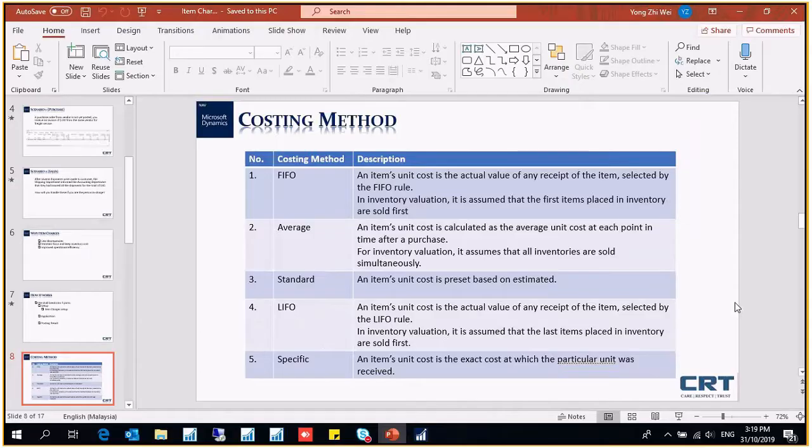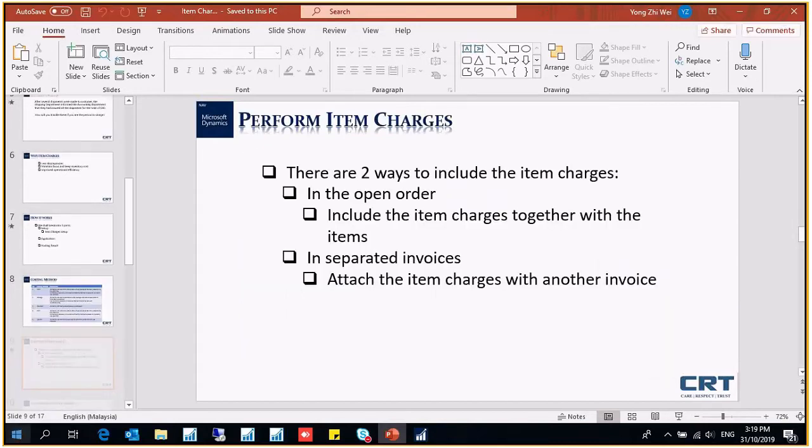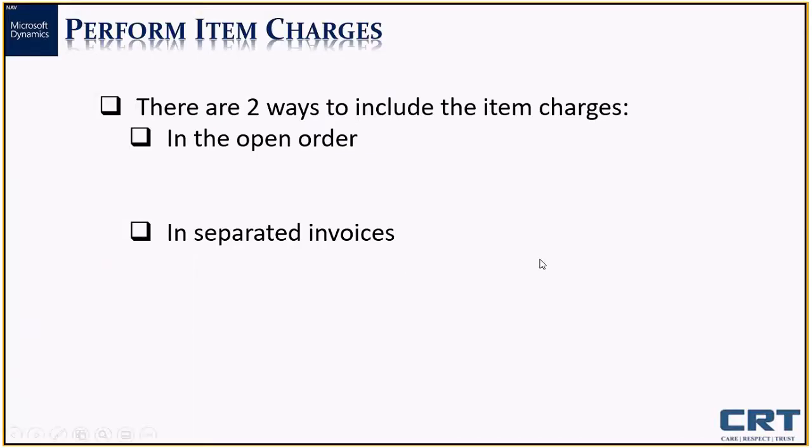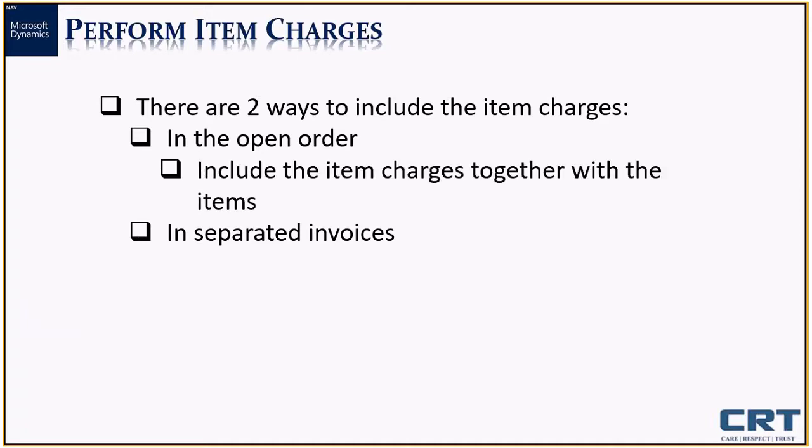All these costing methods can be defined inside your item card. Since you now have some idea about the costing methods, let's see how we can perform these item charges in our daily operation work. Basically there are 2 ways to include item charges in your documents. The first one is in the open order. You can always see a field with the name of status in your purchase order and sales order.